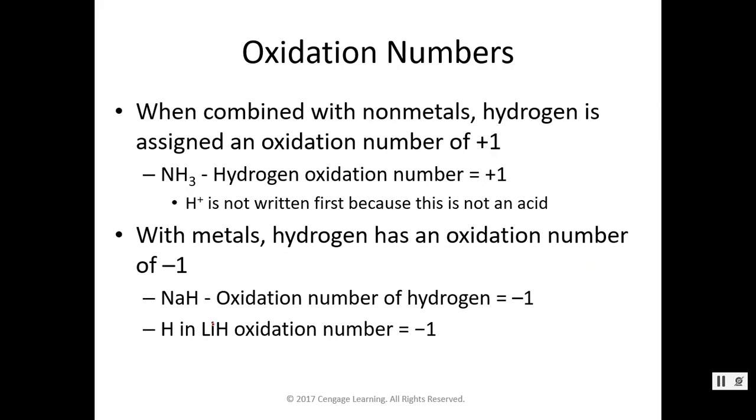When you have hydrogen with a nonmetal, hydrogen is always +1. You knew that already because hydrogen's in group 1. But with metals, hydrogen is always -1. So for example, in NH3, I have hydrogen with a nonmetal, so hydrogen is +1. In both of these examples, NaH and LiH, hydrogen is with a metal, so in those two molecules, the oxidation number of hydrogen is -1.